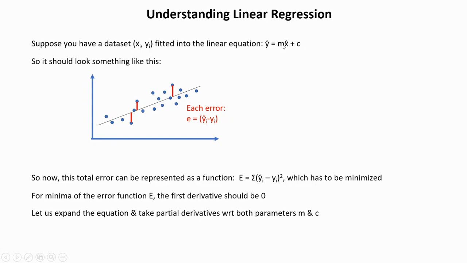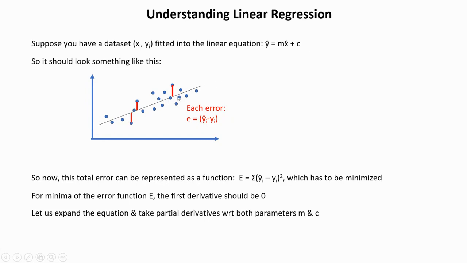What is your m? 0.95. What is your c? 1.5. So now you can plug in those values of m and c and you will get your whole expression, the equation of the straight line. The equation of the straight line is y equals 0.95x plus 1.5. That is the equation of this straight line.